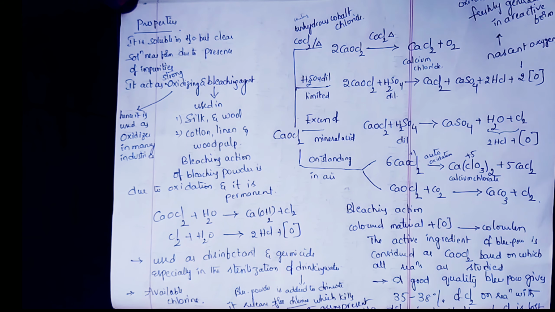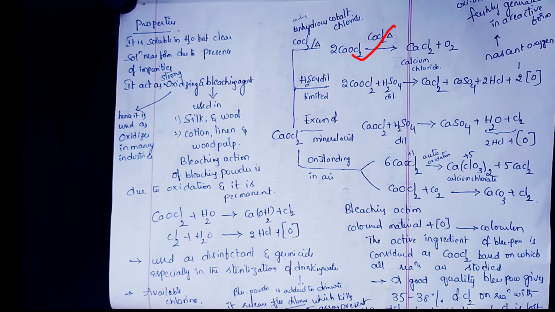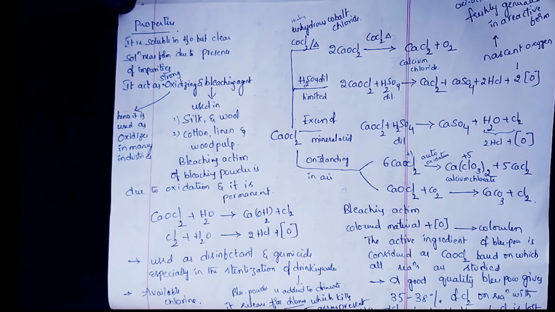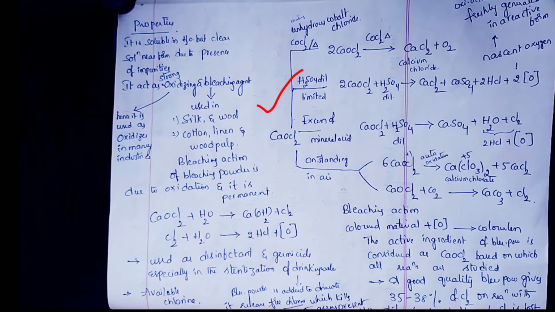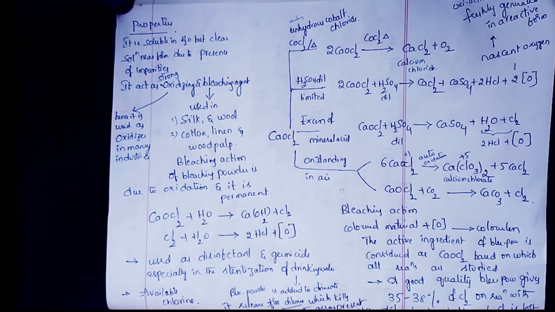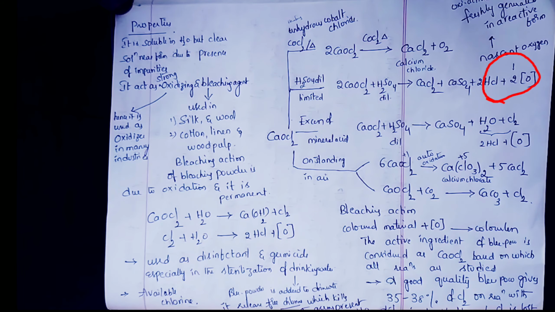Properties of bleaching powder. Bleaching powder is heated with anhydrous cobalt chloride. It gives calcium chloride and oxygen. Bleaching powder is treated with a limited amount of dilute sulfuric acid. It gives calcium chloride, calcium sulfate, hydrochloric acid and nascent oxygen.